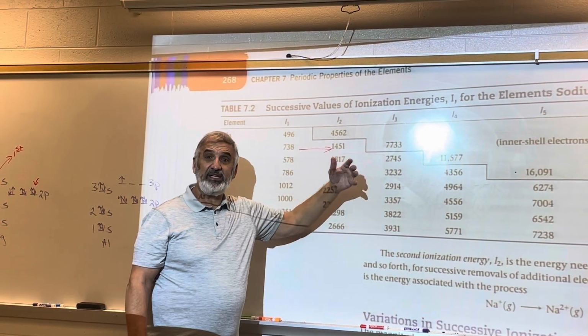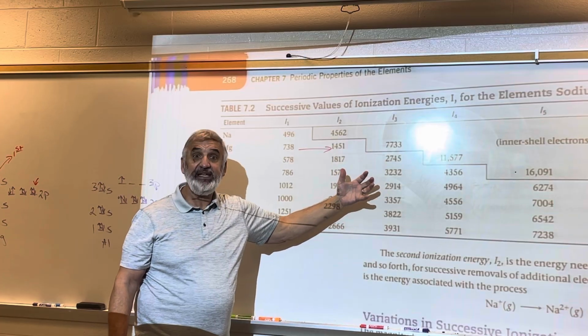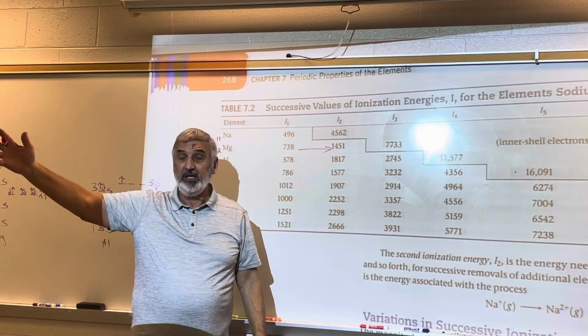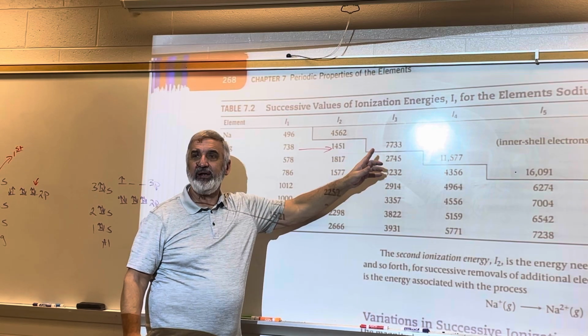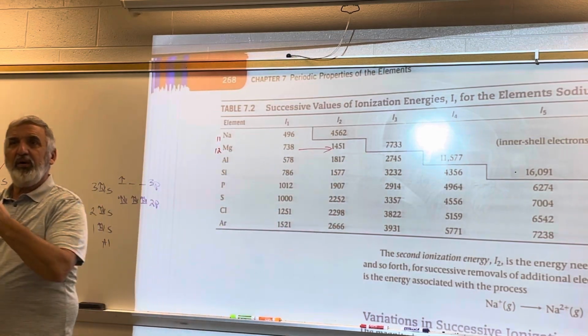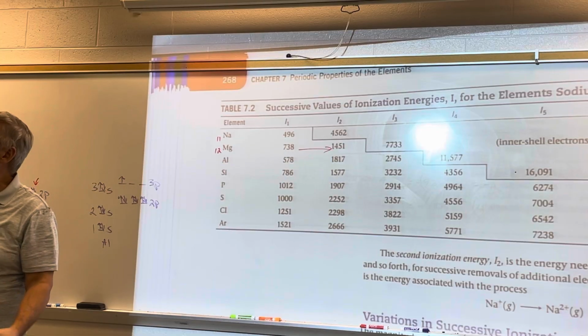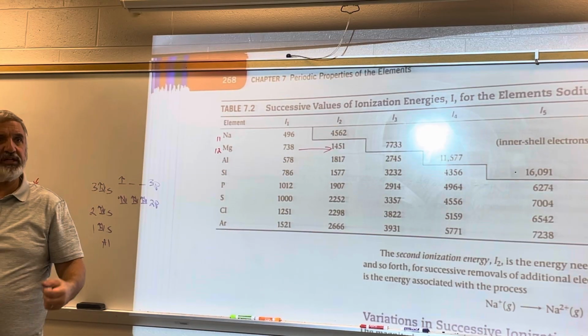So magnesium is going to tend to lose 2 electrons relatively easily, form a +2 ion, but it's not going to form +3. This is why, again, we're trying to show, in terms of ionization energy, why it's +1, why it's going to be +2. It's going to lose those valence electrons.